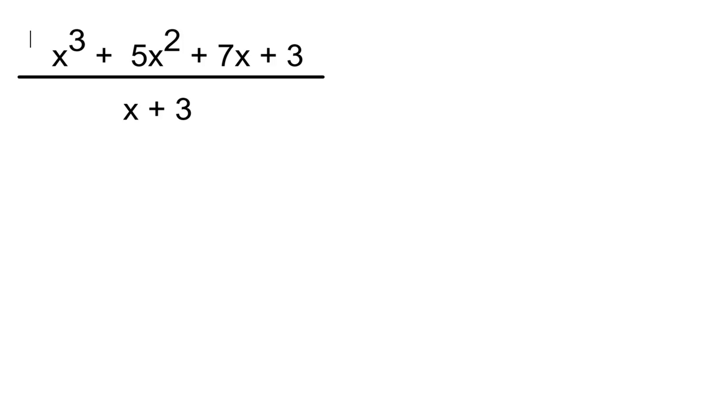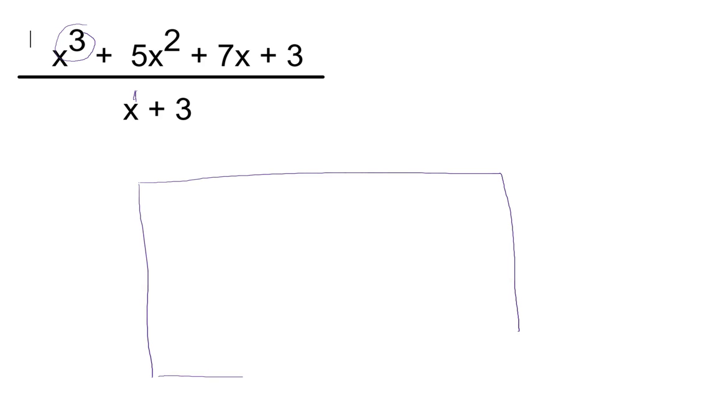To divide polynomials using the reverse tabular method, the first thing I need to do is figure out how many columns and how many rows I will need. To figure out the number of columns, I will take the power of the numerator, which is 3, subtract the power of the denominator, which is 1, and add 1. So 3 minus 1 plus 1 is 3 columns. To figure out the number of rows, I will take the power of the denominator plus 1. So 1 plus 1 would be 2 rows.